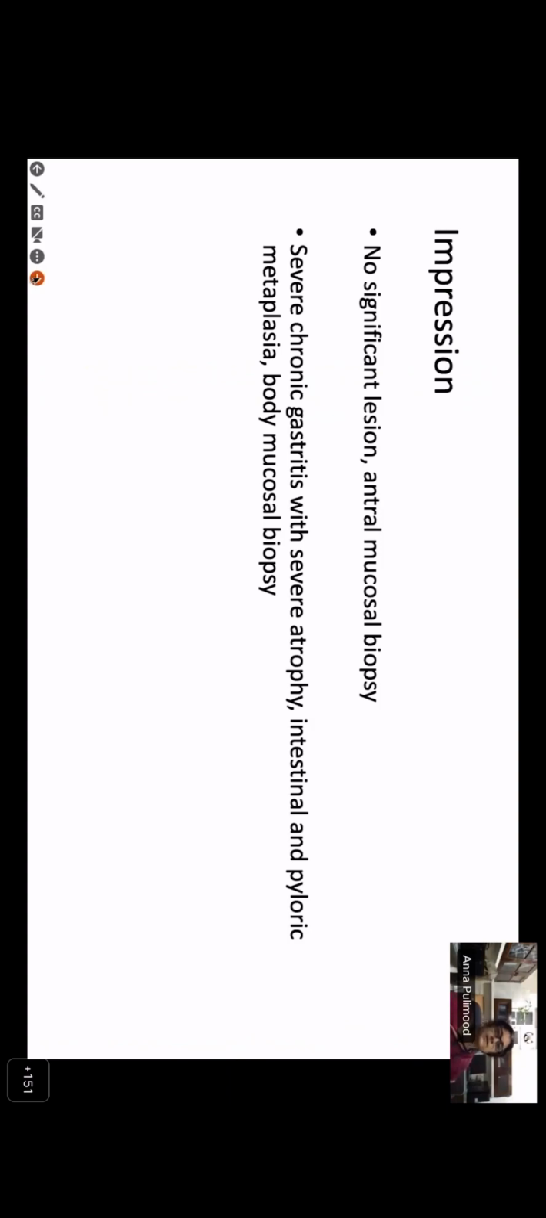So the impression is this. Antrum has no lesion, nothing, it's normal. But the body has severe chronic gastritis, severe atrophy, intestinal and pyloric metaplasia. Okay, now would you do any special stains in this case? You have to rule out anything. What do you have to rule out?